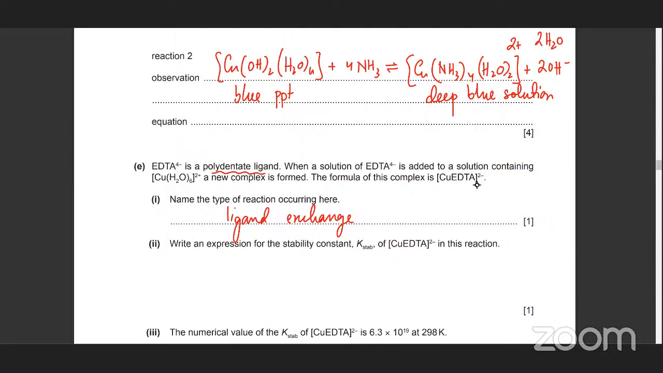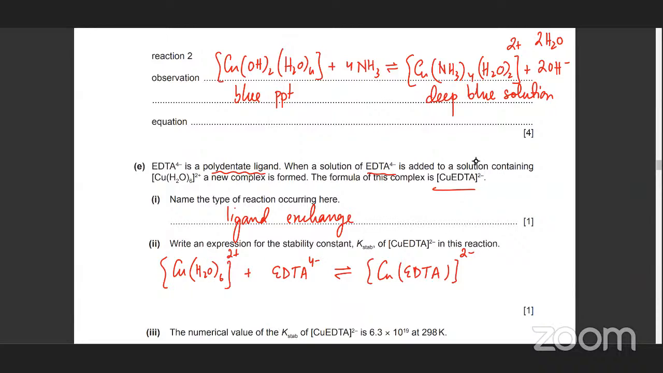And he's asking to write an expression for the stability constant of Cu EDTA 2 minus. Now for that, the first thing is you would have to write the equation. You should know what the equilibrium is. So there's 6 water molecules, and you bring in one EDTA 4 minus, I think. And a ligand exchange happens, and you get this thing, Cu EDTA 2 minus. And there's only one of them. The reason you're getting a 2 minus charge is EDTA is 4 minus and Cu is 2 plus. So overall, you get a 2 minus charge, and the 6 water molecules are getting displaced.